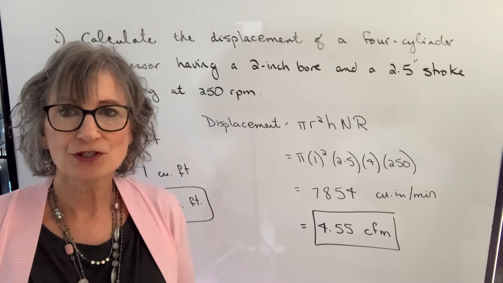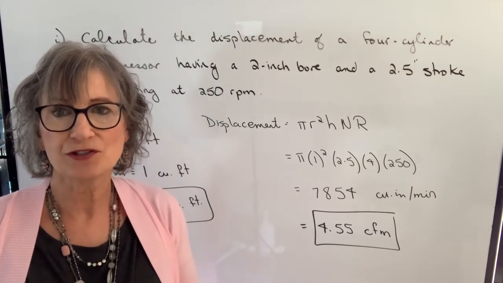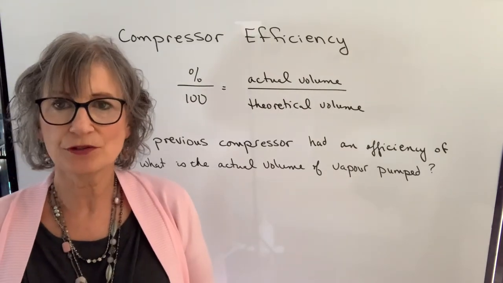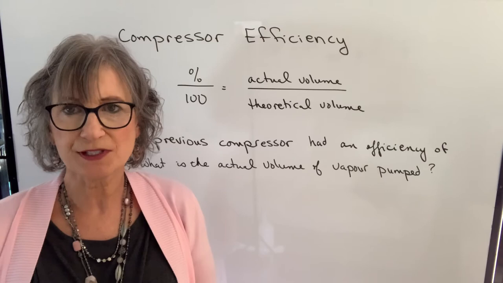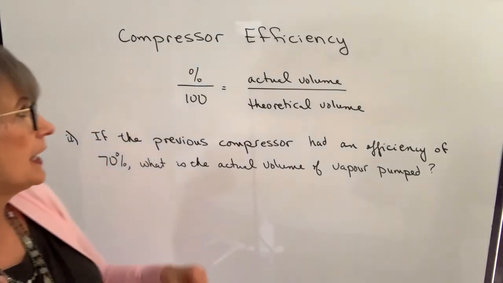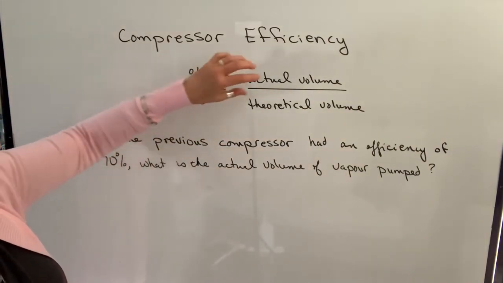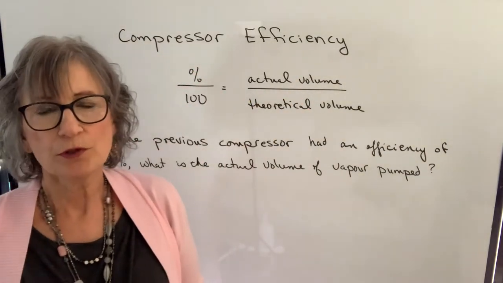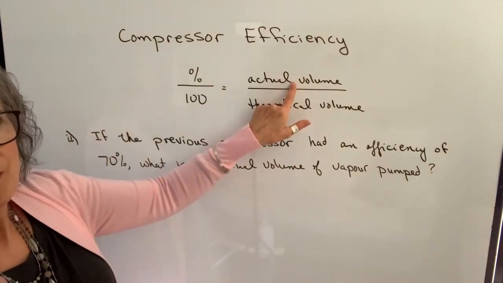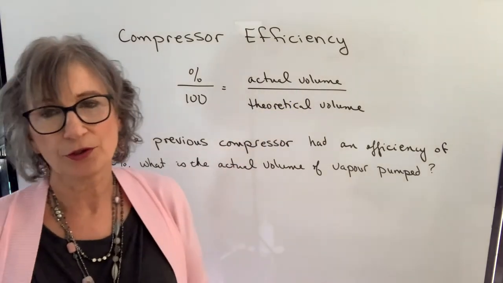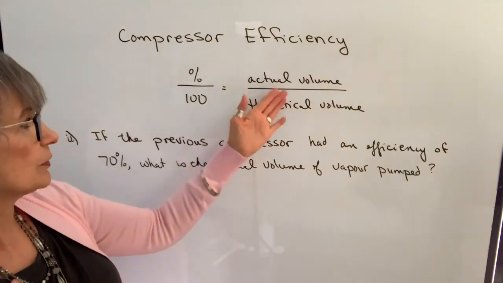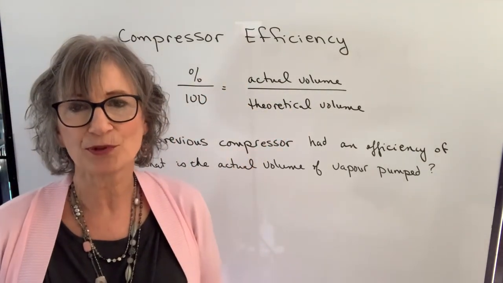So I want to talk about efficiency next and how we can use that efficiency to find the actual volume or the actual displacement. So in order to find compressor efficiency, it's typically expressed as a percent, and percent problems can be thought of as percent over 100 will equal an amount over a base. And when we're talking about compressor efficiency, the amount is the actual volume out of the base, which is the theoretical volume. So we're going to use this equation to find the percent, the actual, and the theoretical volume. So we'll do 3 different examples with this.